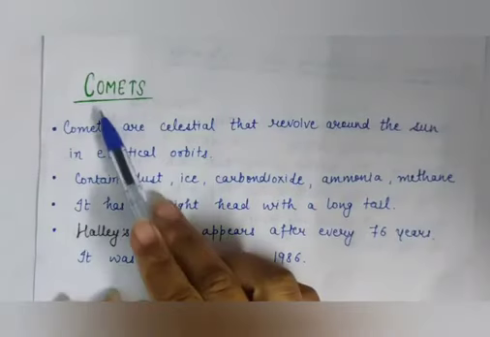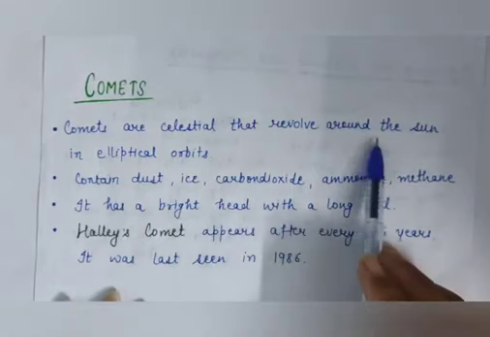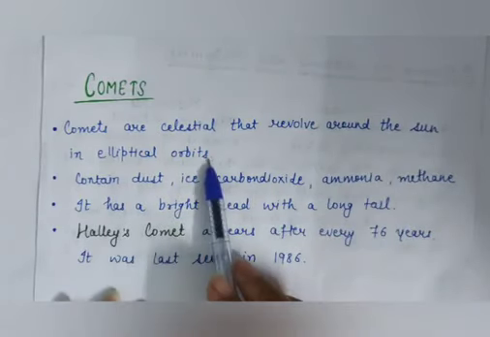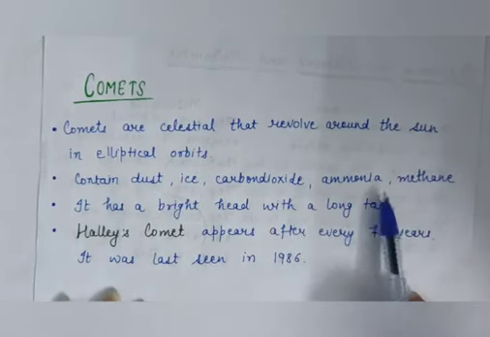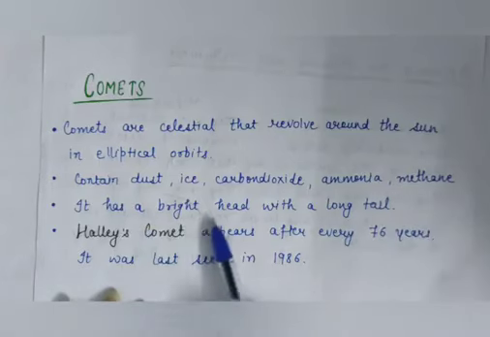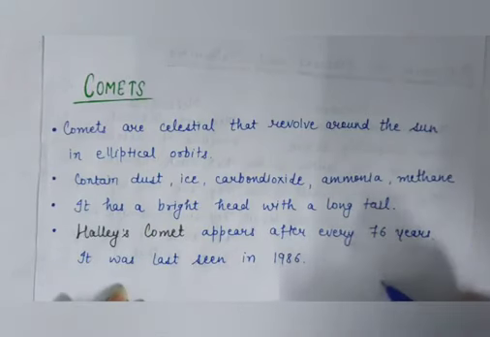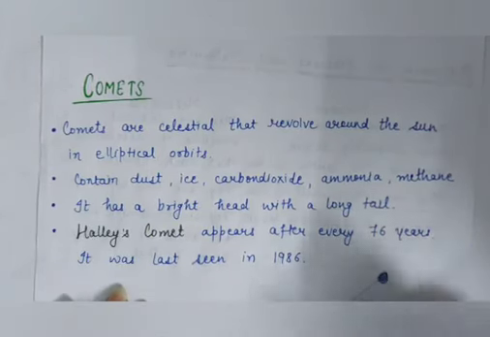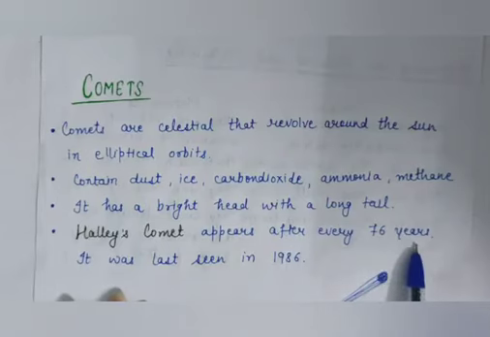Now the next topic is comets. Comets are celestial bodies that revolve around the sun in elliptical orbits, and they contain dust, ice, carbon dioxide, ammonia and methane. They have a bright head with a long tail. And Halley's comet appears after every 76 years.